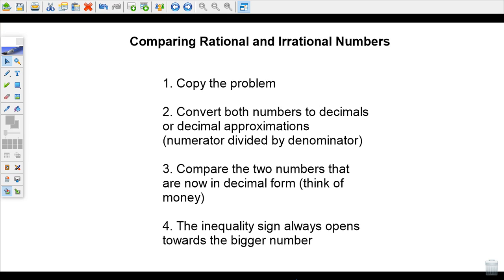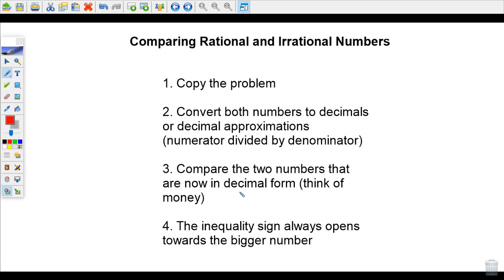I hope that you took some time to copy these steps down in your notebook. You can use that as you do your assignment, refer back to those notes. Please copy the examples that we're going to do also. But basically, to compare rational and irrational numbers, the first thing I want you to do is copy the problem, write it down as it's given to you. And then, second, you're going to convert both numbers to decimals or decimal approximations.